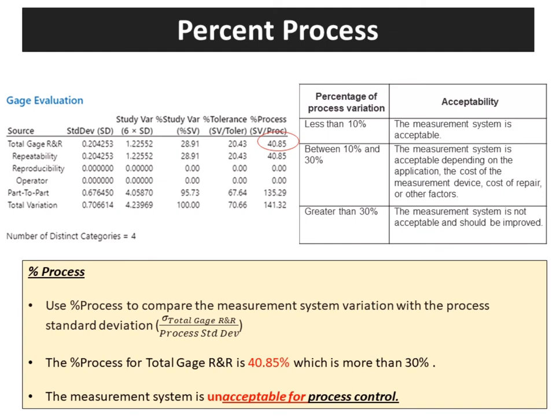Percent process. Use percent process to compare the measurement system variation with the process standard deviation. The percent process for total gauge R&R is 40.85%, which is more than 30%. The measurement system is unacceptable for process control.